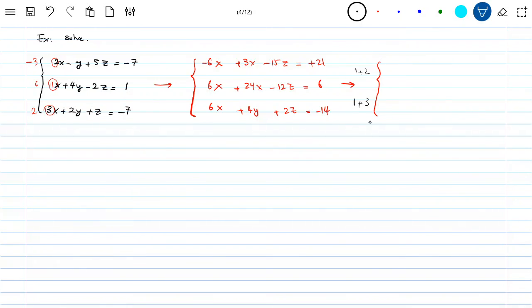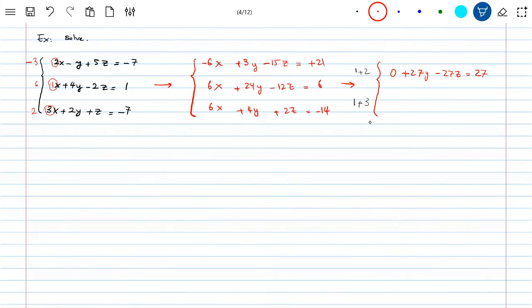Why do I do that? I will reduce the equation by doing this. So if I add 1 and 2, what do I get? If you add equations 1 and 2, negative 6x and 6x will cancel out. You will get 0x. Sorry, this was y, not x. 3y and 24y, you'll get 27y. Negative 15z and negative 12z, you get minus 27z equals 21 and 6, 27.